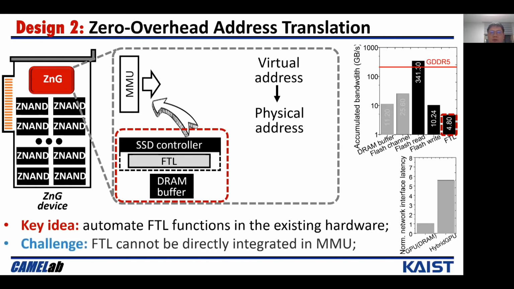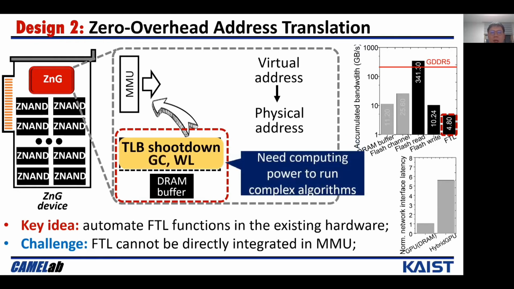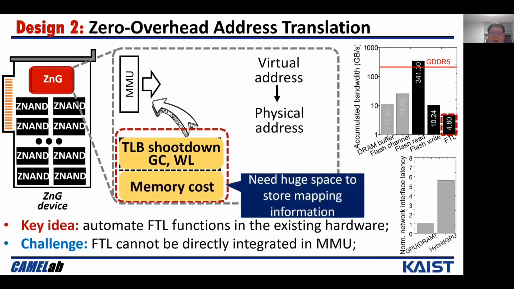However, the integration is challenging. There are several reasons. Firstly, the FTL needs to update the mapping information for each write operation. The metadata update in the MMU can result in frequent TLB shootdowns. Secondly, the FTL requires computing power to execute complex algorithms for garbage collection and wear leveling. Unfortunately, the MMU cannot provide such computing power. Lastly, the FTL needs huge space to store the mapping information. The MMU internal buffer is not sufficient to accommodate the mapping information.